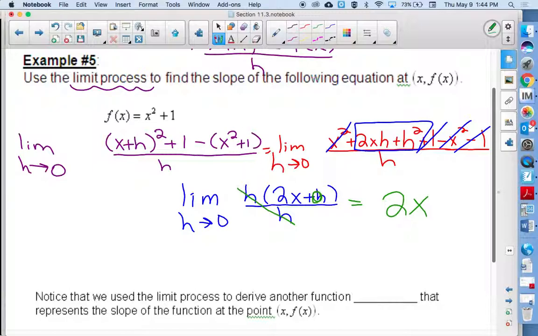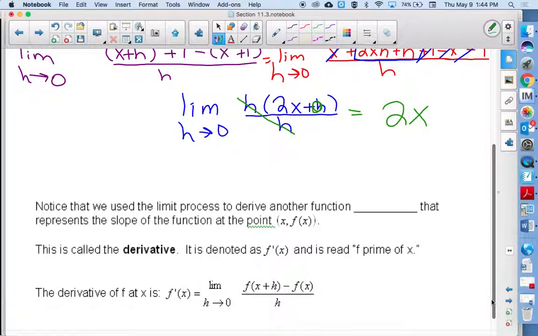So it isn't actually the slope, because I can't find the slope until I know what point we're talking about on the graph, but it's the equation that represents the slope. So underneath, there's a little piece of information. It says, notice that we use the limit process, that's the limit as h approaches 0, to derive another function. And that was the function, that 2x. What does derive mean? So you derive something.